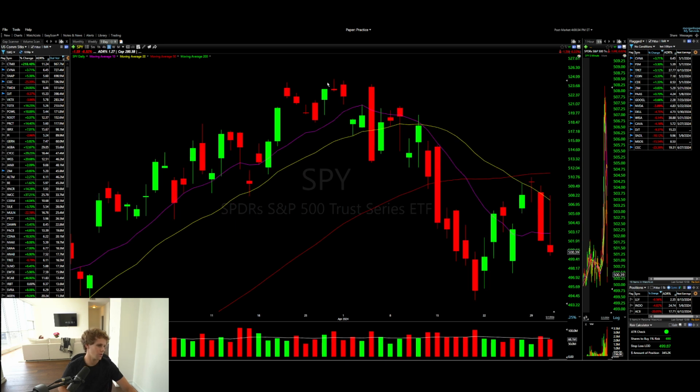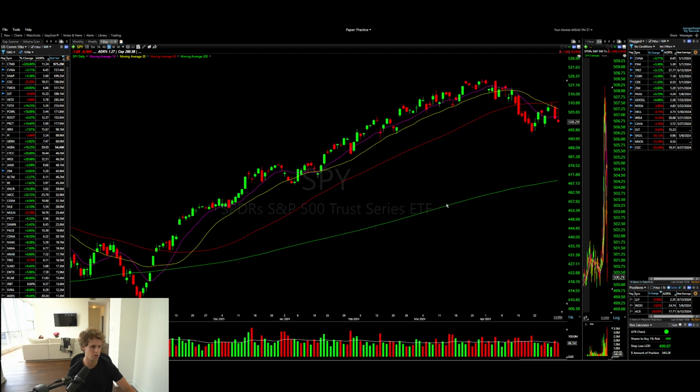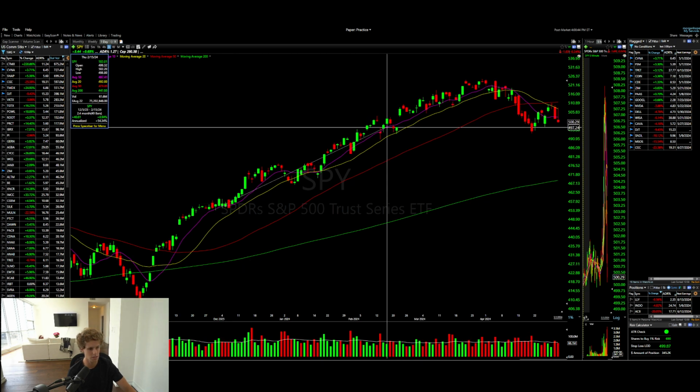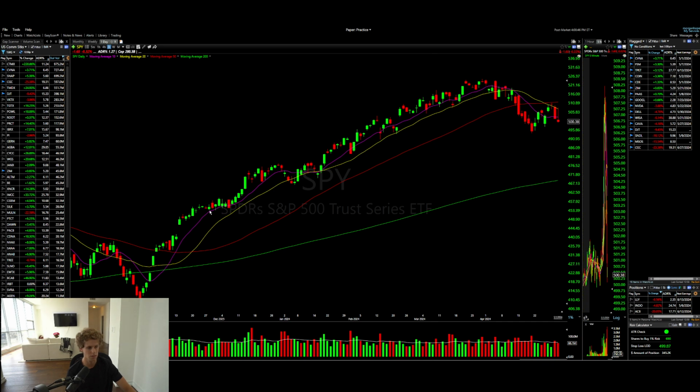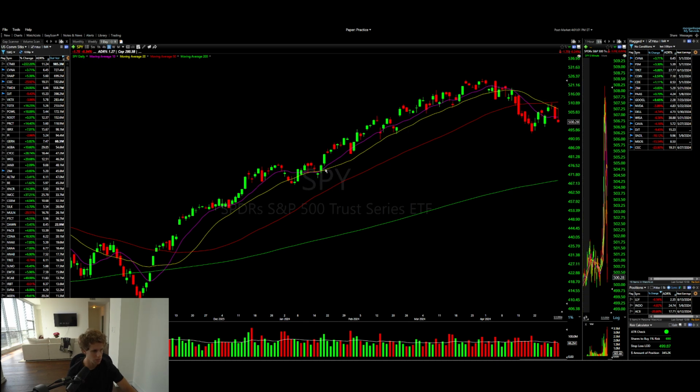Whatever. Anyways, so market conditions. You have the 10, the 20, the 50, and the 200. These are all going to be on your chart. These are moving averages. You want to see them all in order, inclining. So we have the purple one going up, the yellow one going up, the red one going up, the green one going up. You want them to be in that order: purple, yellow, red, green, or 10, 20, 50, 200. And you want them to be going up. If they're going down, there's a problem.